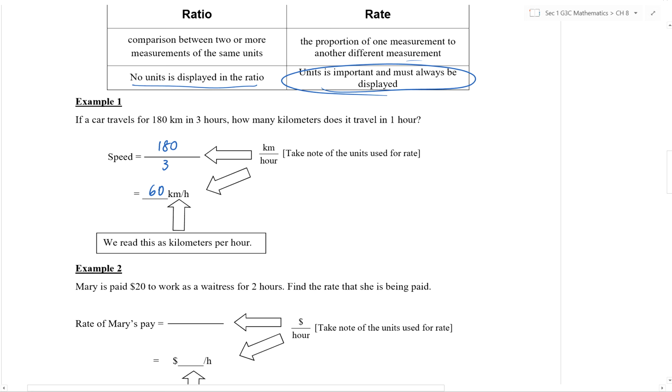So when we are dealing with rate, it is important for us to ensure we are consistent with the units we are using. This 180 has a unit of kilometers. This 3 over here has a unit of hours. Our final answer unit will simply be exactly whatever unit divided by whatever unit. In this case, kilometers per hour.